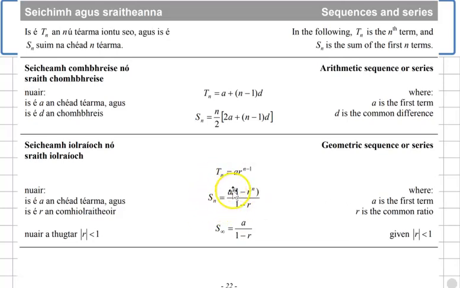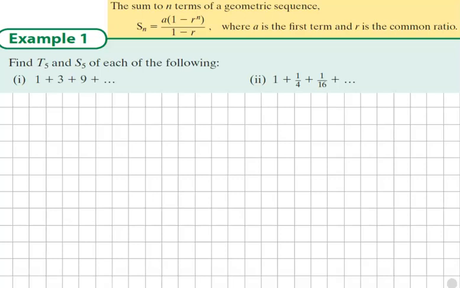So Sn is equal to a times 1 minus r to the power of n, all divided by 1 minus r, where a is the first term and r is the common ratio. So remember, this is just for geometric sequence. The formulas for the arithmetic sequences and series are above, so just make sure that you don't mix them up.